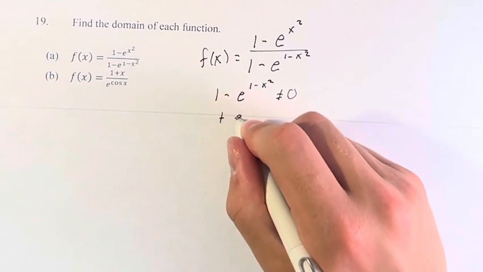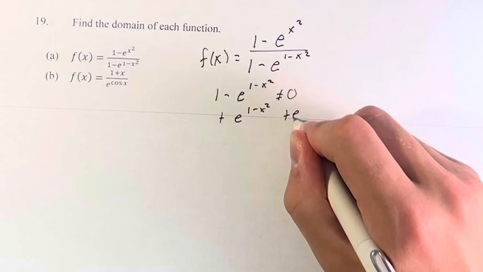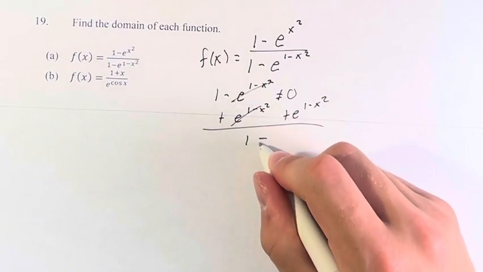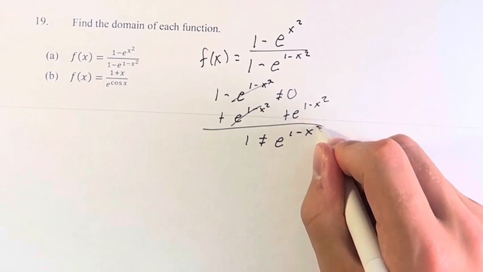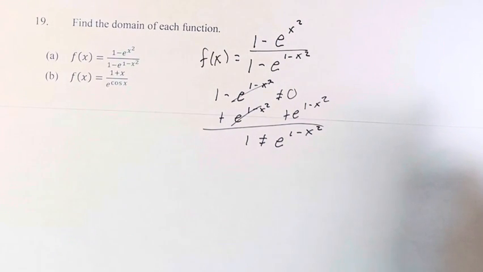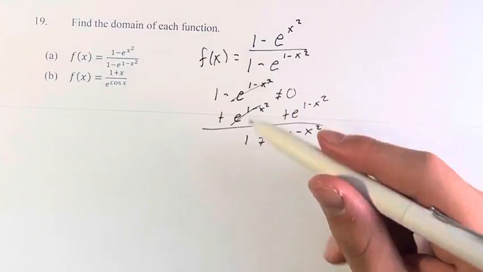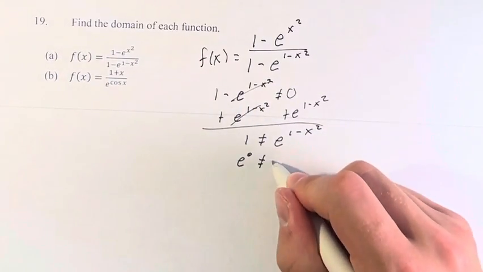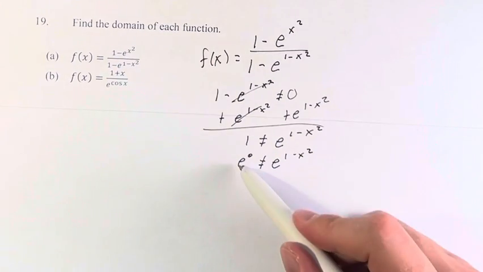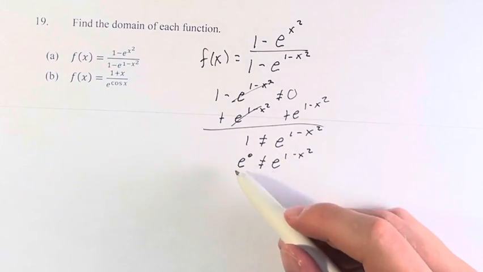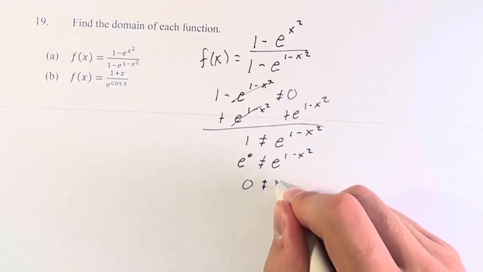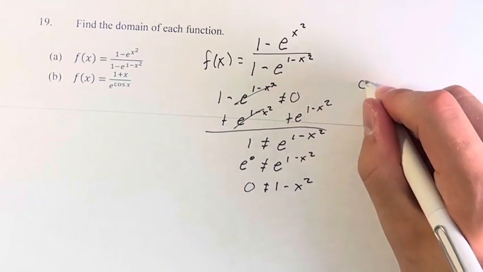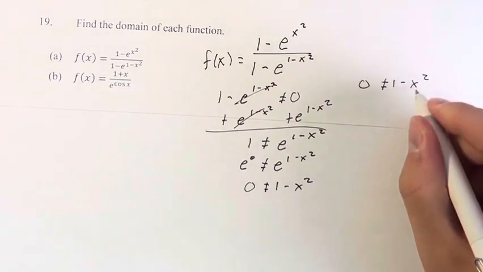So if we add e to the 1 minus x squared to both sides, this cancels and we're left with 1 is not equal to e to the 1 minus x squared. What do we do here? Well, 1 is equal to e to the 0. And if e to the 0 cannot equal e to the 1 minus x squared, then their exponents also can't equal each other. Moving back up here, 0 cannot equal 1 minus x squared, just rewriting it.